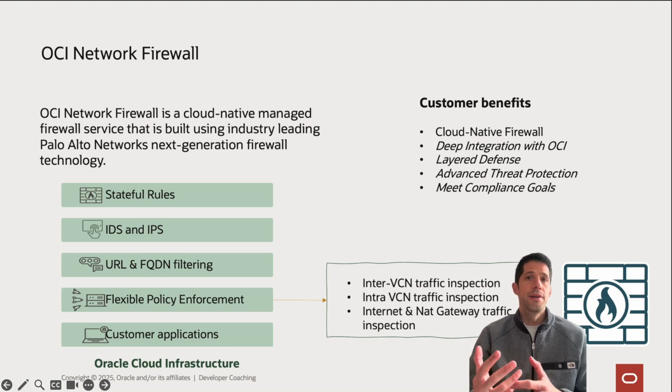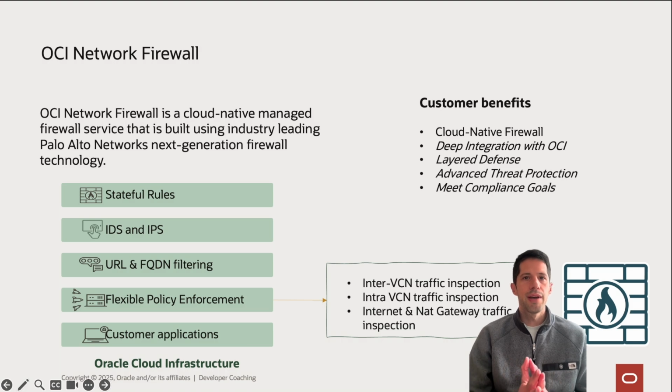Some of the benefits that customers get by using the OCI Network Firewall. First, it is a service, so this means that customers do not need to manage any of the underlying infrastructure. The service will be resilient, auto-scalable, and always up to date. The OCI Network Firewall is deeply integrated with OCI logging and metrics. It provides a layered defense, advanced threat protection, and it helps customers meet their compliance goals.